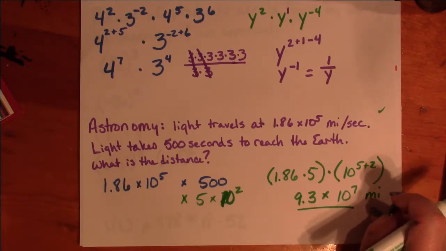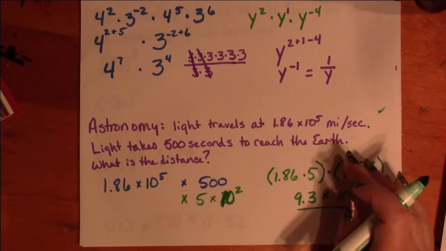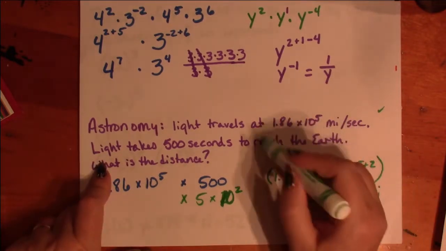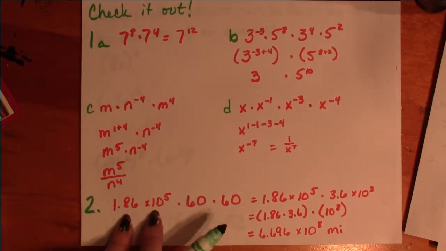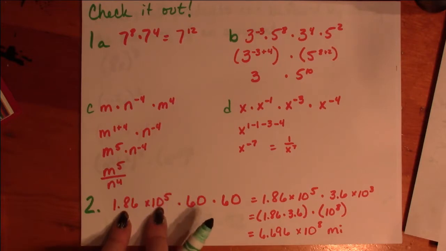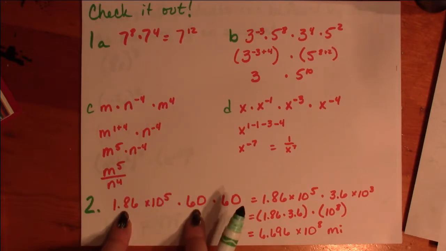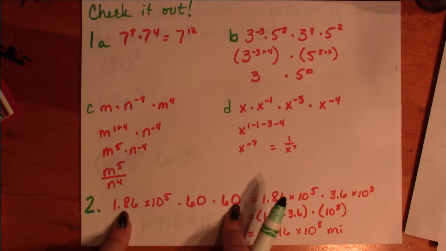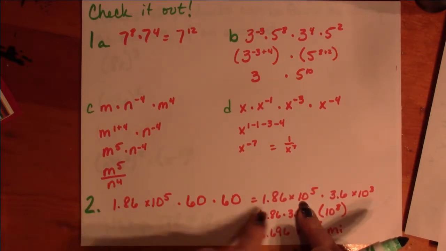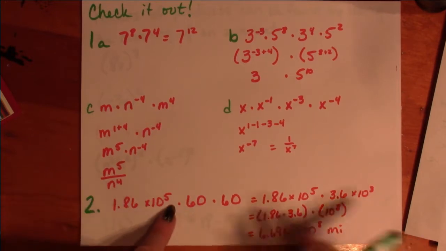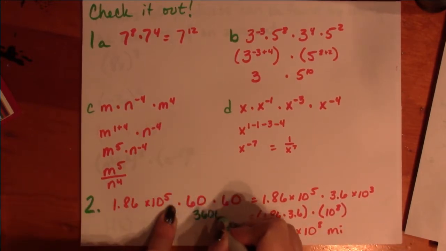Try Check It Out number 2 on the bottom of page 475. It works with this same idea, okay? Check It Out number 2 has light speed at 1.86 times 10 to the 5 times 60 seconds times 60 minutes. That gets us up to an hour. So we have this times 60 times 60, which is really 3600.